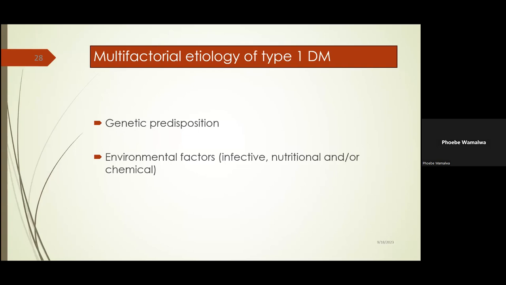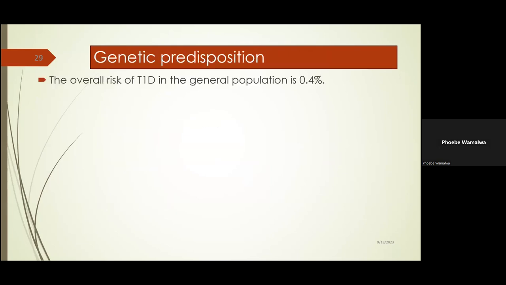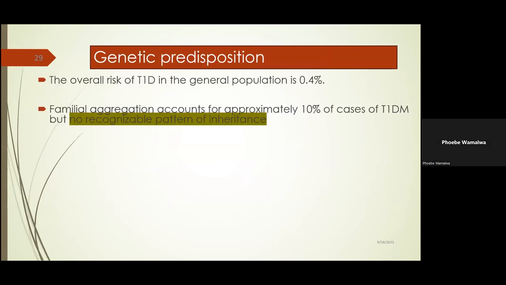Environmental factors could increase the risk by causing a trigger of autoimmunity in genetically predisposed children. And once they have this environmental trigger, which could be certain infections, nutrition or chemicals, then we have autoimmunity that now causes the downward spiral in terms of the destruction of the beta cells in the pancreas, and hence type 1 diabetes. So looking at the genetic predisposition, it's important to know that the overall risk of type 1 diabetes in the general population is 0.4%.